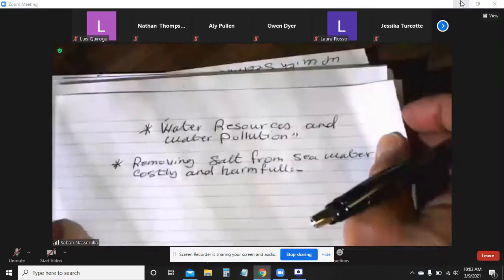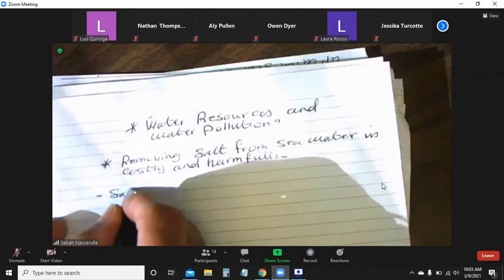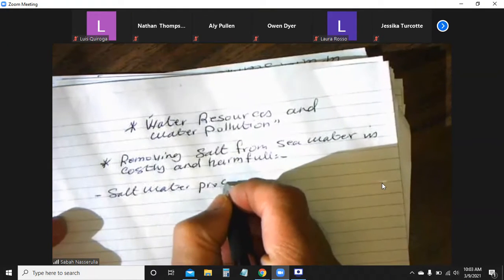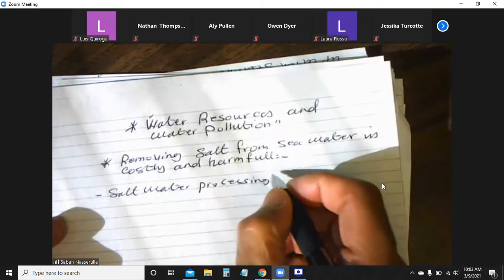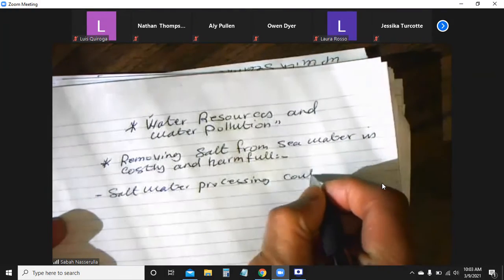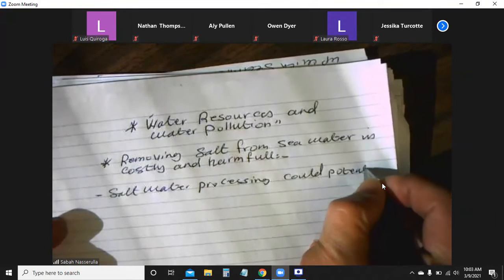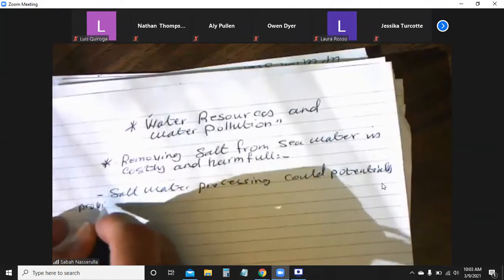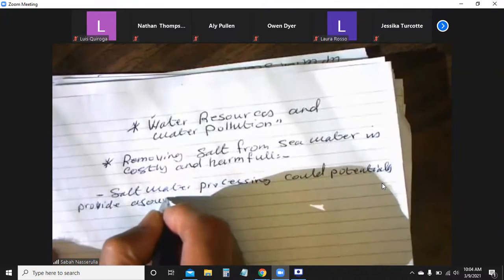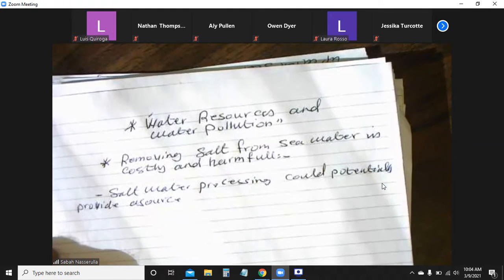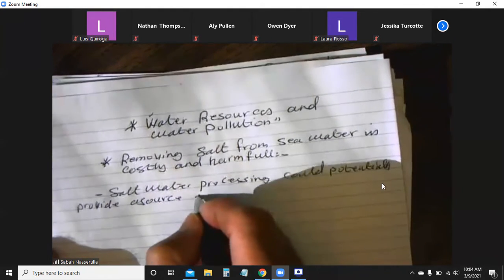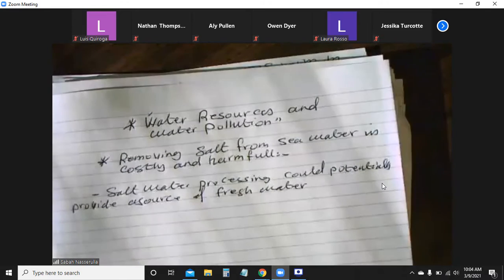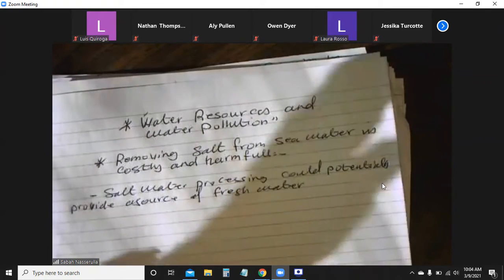Salt water, okay, processing, could potentially provide a source of fresh water. Now, which is what we call desalinization.